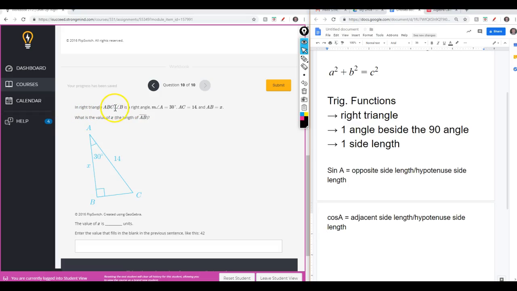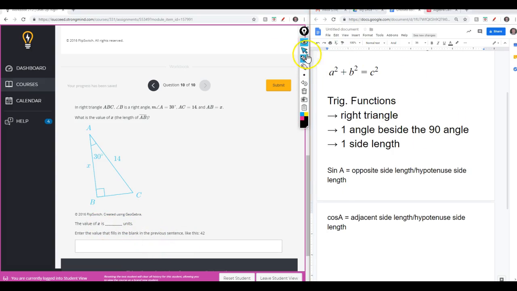Alright, in right triangle ABC, angle B is a right angle. The measure of angle A is equal to 30 degrees. The distance of AC is equal to 14, and the distance of AB equals x. What is the value of x, the length of segment AB? The value of x is blank units.